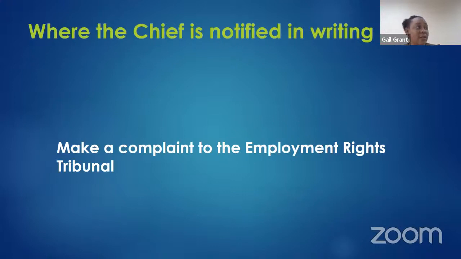Now, where the Chief Labor Officer is notified in writing of any of these terms of the contract, the matter could be escalated to the Employment Rights Tribunal. And what the tribunal will do, they will make a determination on the contract and state whether it can go as is or if it is null and void. So the tribunal has the final say. So any terms and conditions in your contract that either the employer or the employee may think may cause a breach, or they're not sure if they're in line with the law, the Chief Labor Officer could have that matter referred to the Employment Rights Tribunal, and the Tribunal will give the final say.